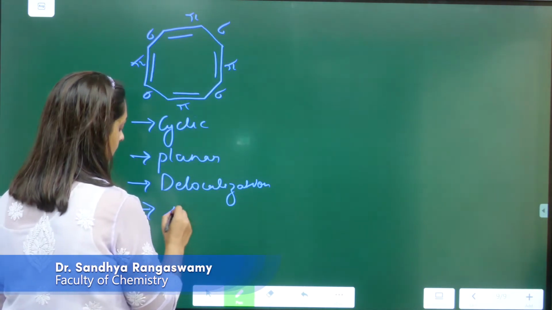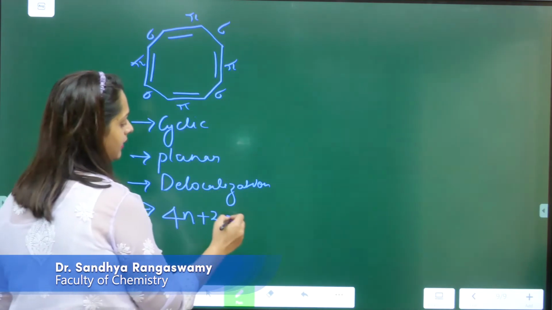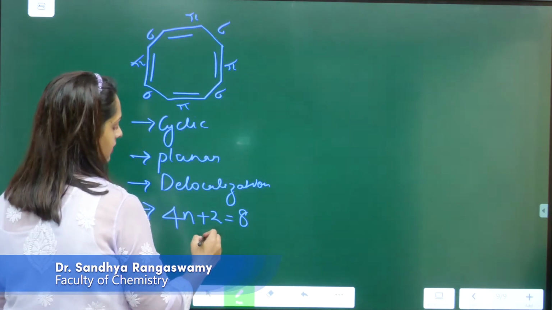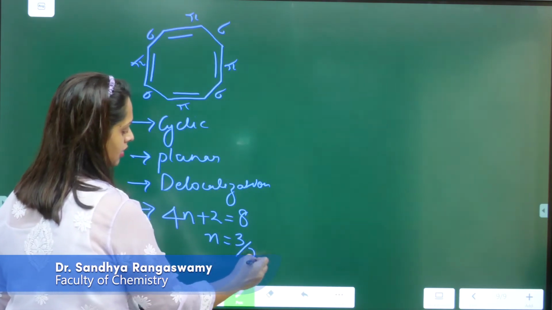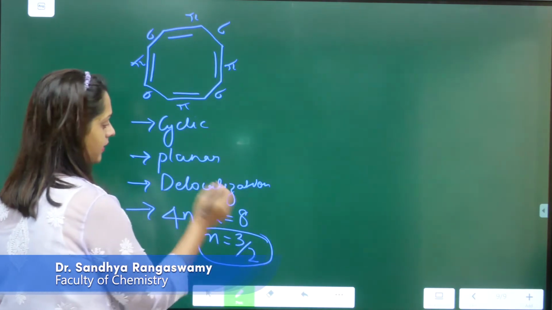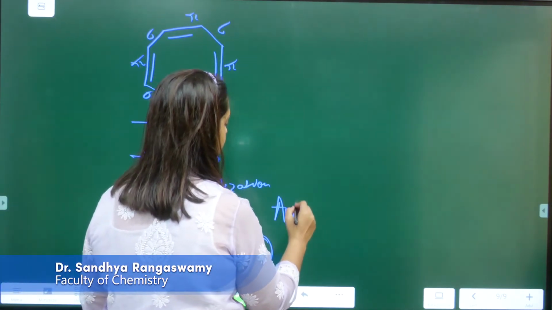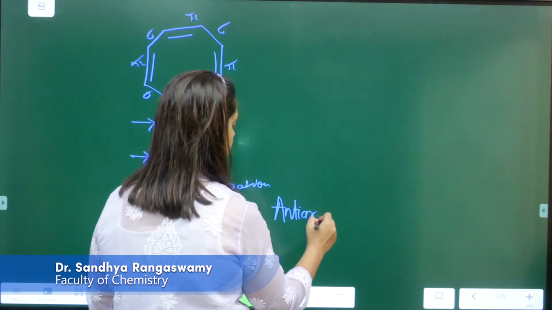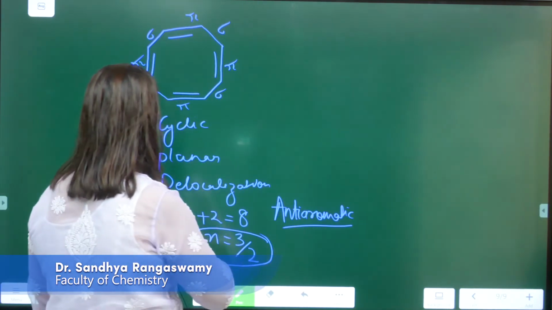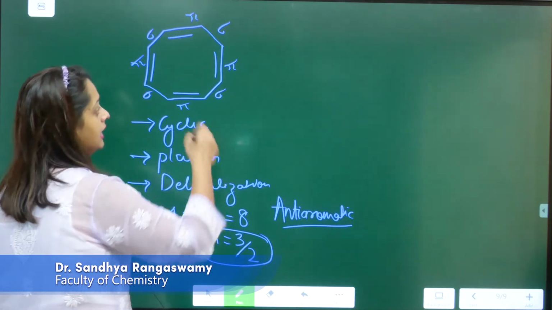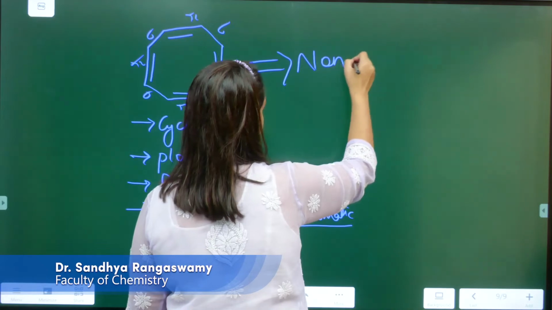Does it follow Huckel's rule? 4n plus 2 is equal to 4 pairs, that means 8. 8 becomes n is equal to 3 by 2. So as per whatever is being denoted over here, this compound is anti-aromatic because it is deviating from Huckel's rule. But in reality, this compound is non-aromatic.